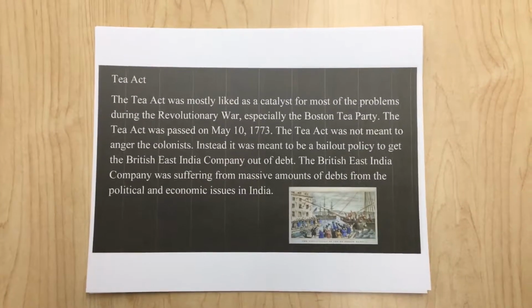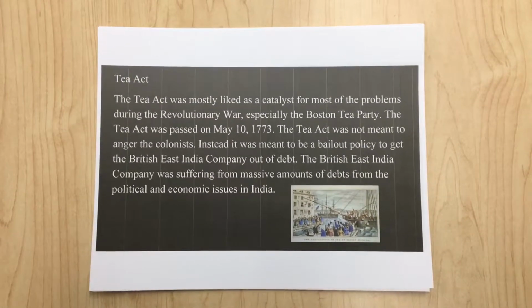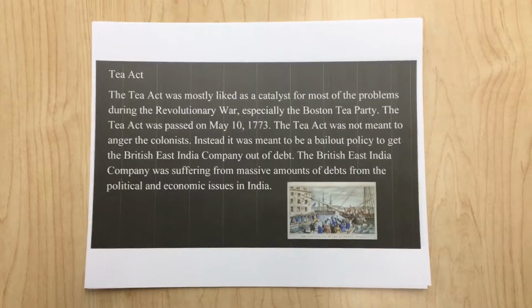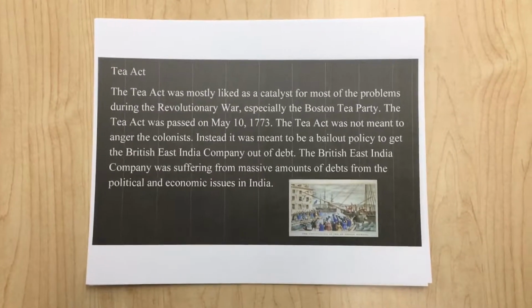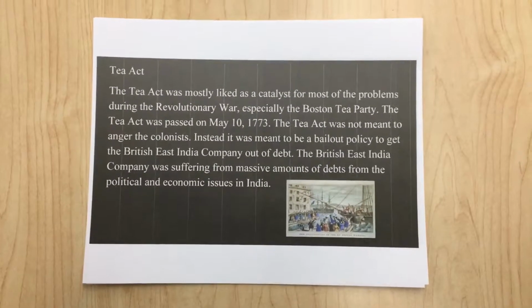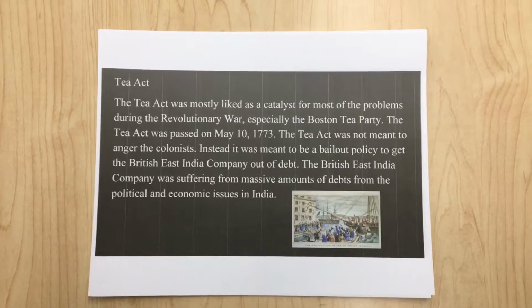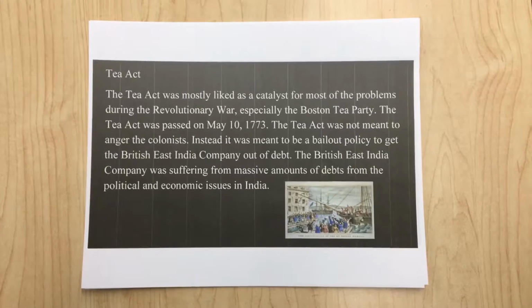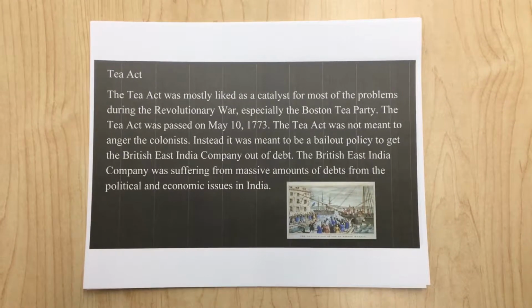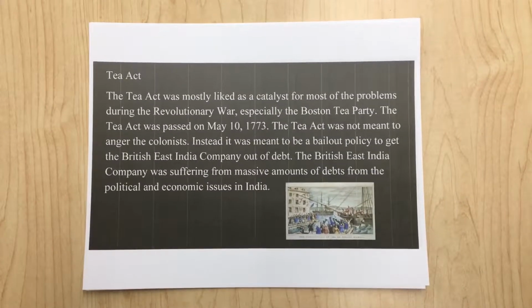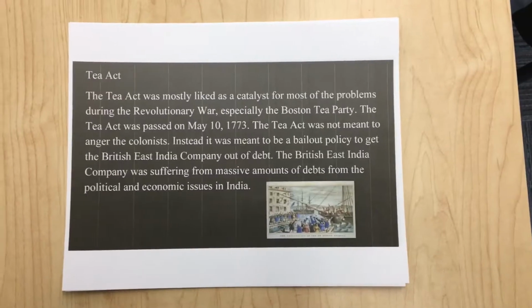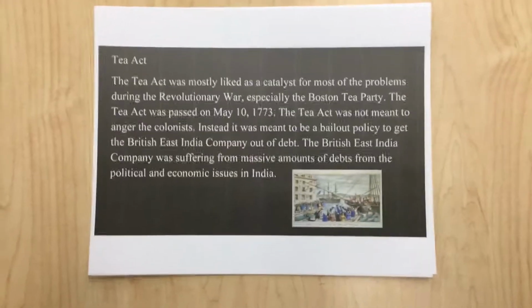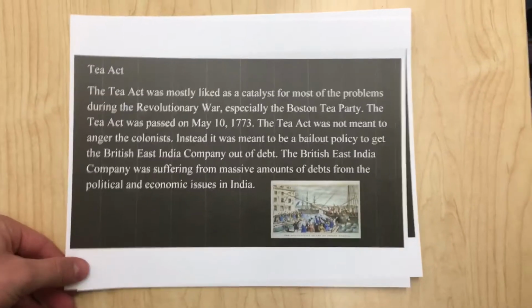Tea Act. The Tea Act was most likely a catalyst for problems during the Revolutionary War, especially after the Boston Tea Party. The Tea Act was passed on May 10, 1773. The Tea Act was not meant to anger the colonists. Instead, it was meant to be a bailout policy to get the British East India Company out of debt. The British East India Company was suffering from a massive amount of debt from the political and economic issues in India.